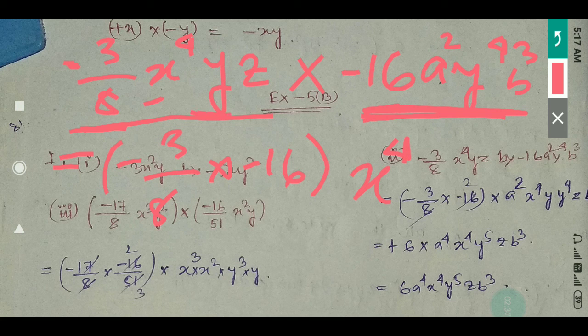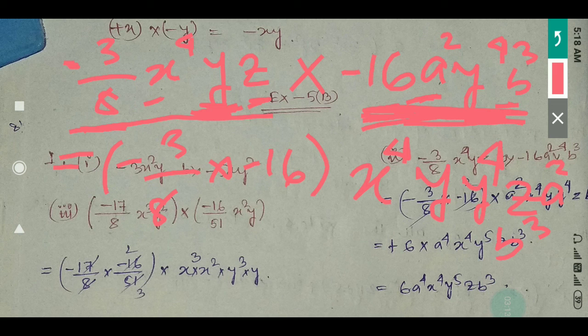Next, the next factor is y. You check in the other term whether any y factor is there. Yes, y power 4. So together you write y power 4. Now the next factor is z. Is any z there in the other term? Not there, so simply write z. After that, any remaining: a square and b cube are there, so write a square b cube.